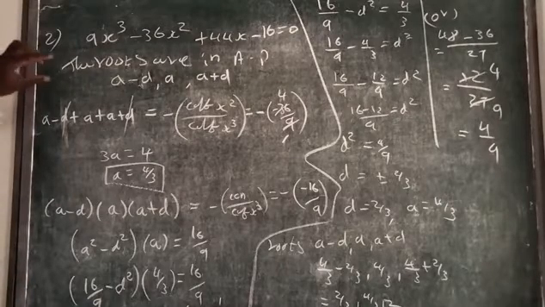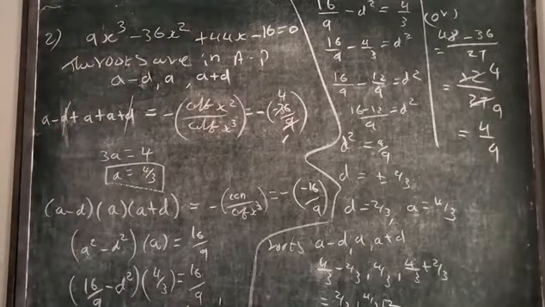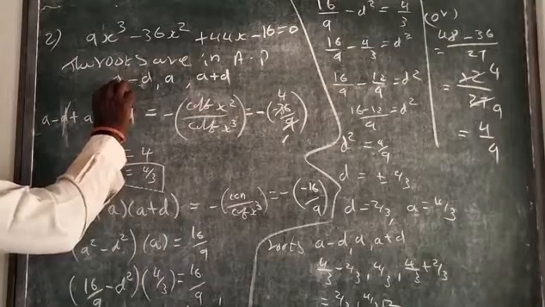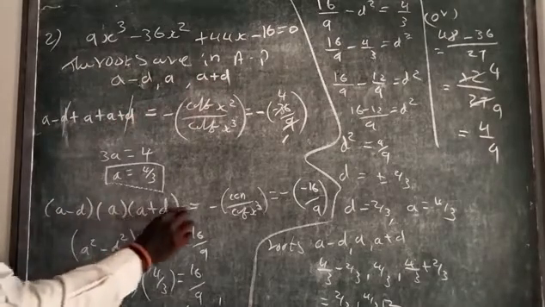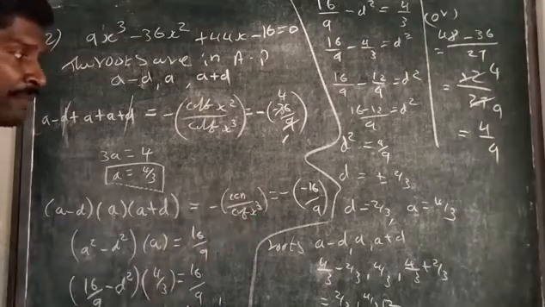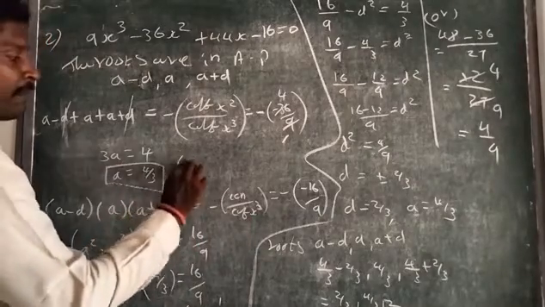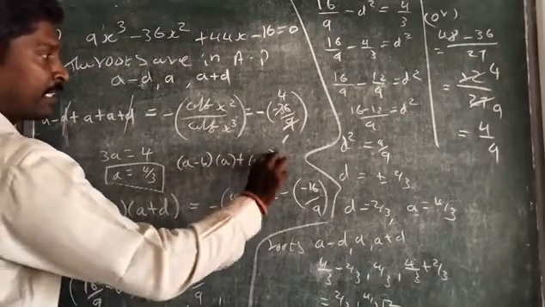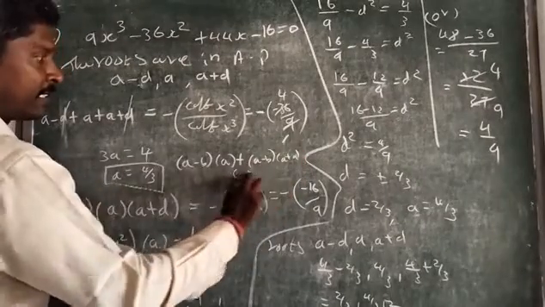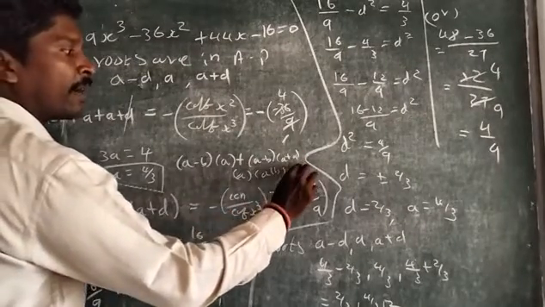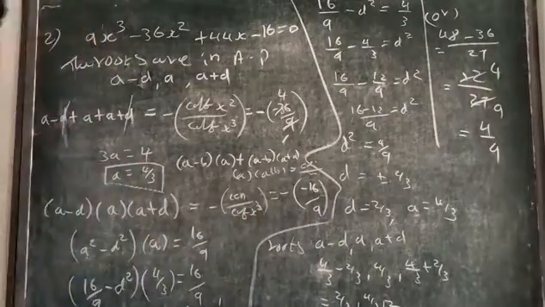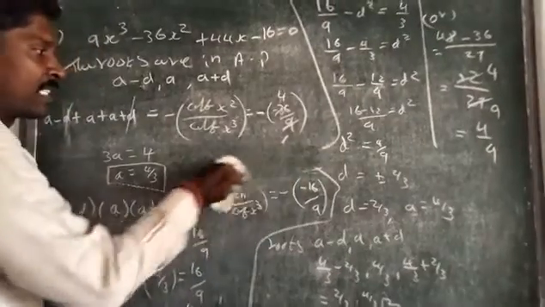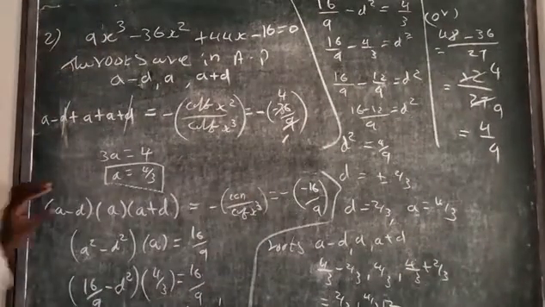Next, I take the product of the 3 roots. Our aim is to find the a and d values. So next I take the product of the 3 roots: a minus d, a, and a plus d. The product of all 3 roots equals minus the constant term by the coefficient of x cubed. In the middle we miss the term, the sum of the products of two roots taken at a time, which equals the coefficient of x by the coefficient of x cubed. We didn't use that term because our aim is to find a and d; the first and last conditions alone are enough. So that's why we take the product of the 3 roots alone.